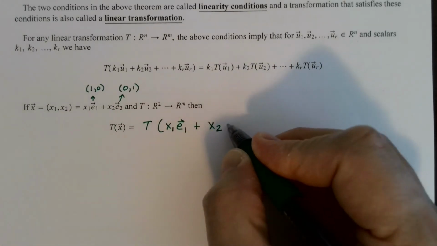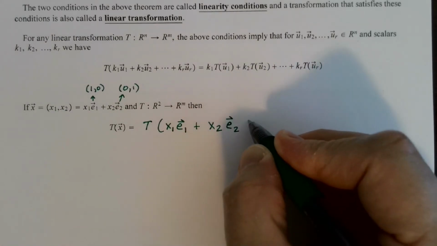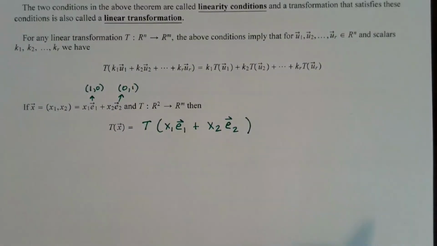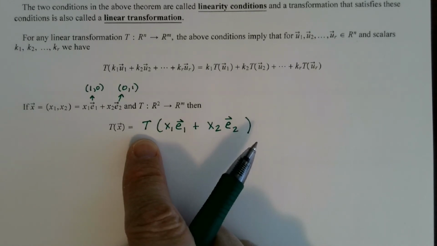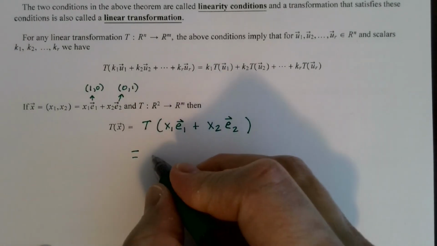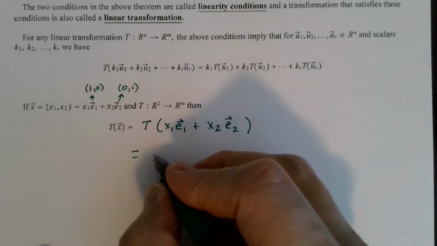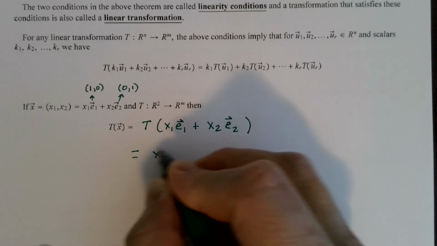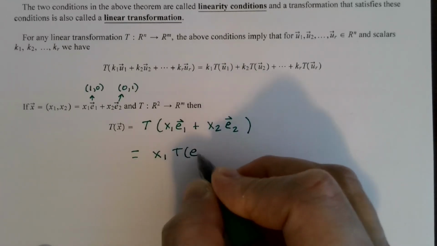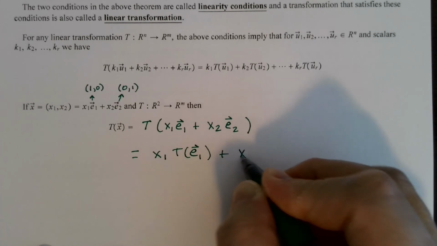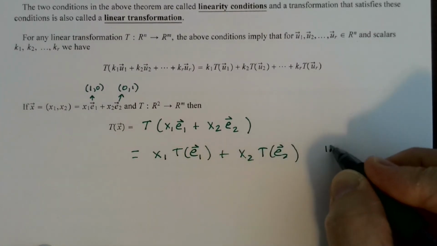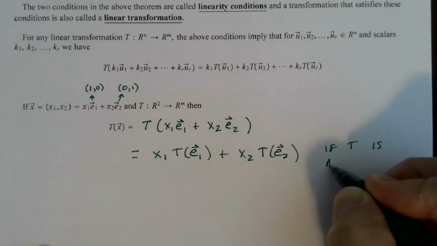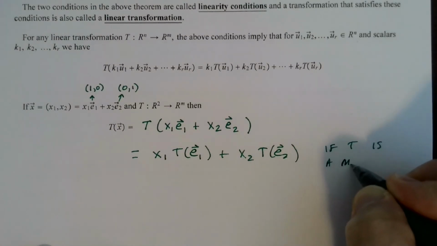x1 and x2 are real numbers, e1, e2 are ordered pairs. Okay. Well, if T is a linear transformation, if T is a matrix transformation, then by this property here, I can write this as x1, that's the scalar, that's the real number, times the image of e1 under this transformation, plus x2 times the image of e2 under this transformation. Again, if T is a matrix transformation.